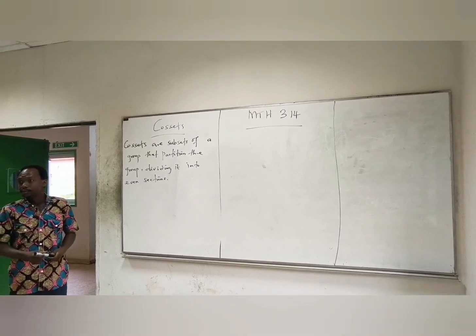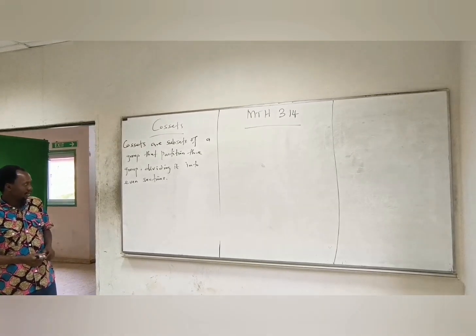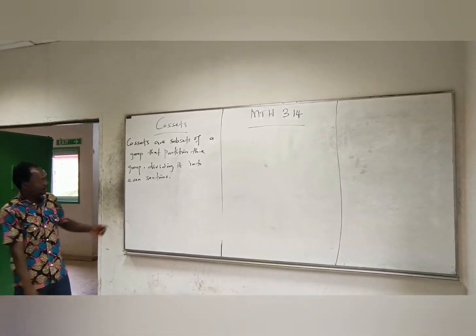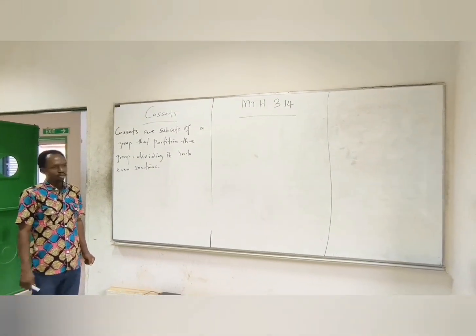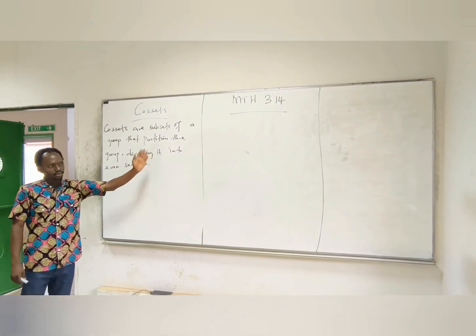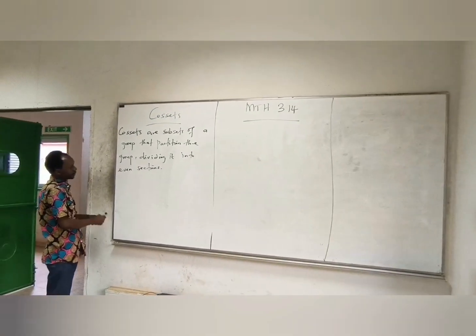What's the problem? Okay. So we are saying that cosets are subsets of any given group that partition the group into what? Even sections. We know partition. When you divide anything into bits, we'll call it a partition. So let's write.